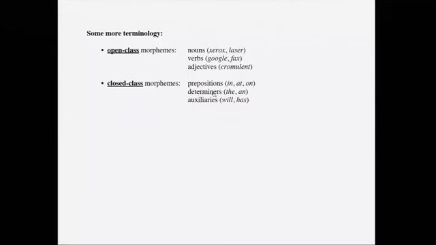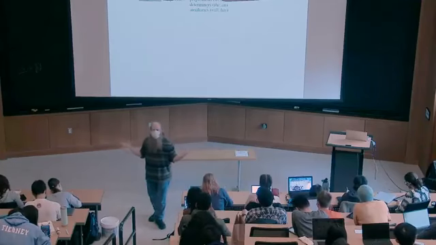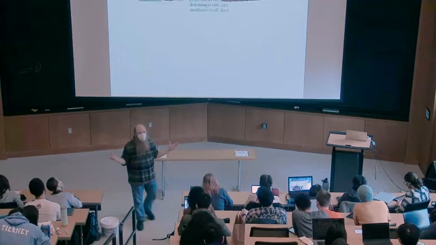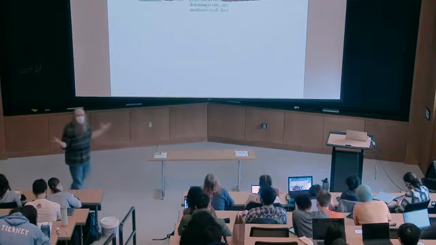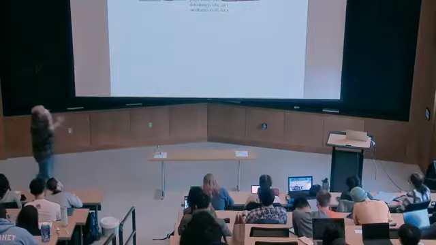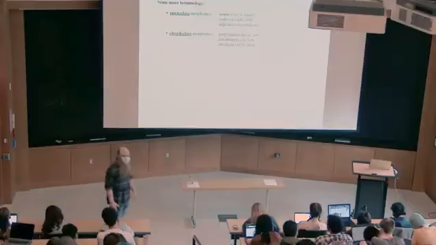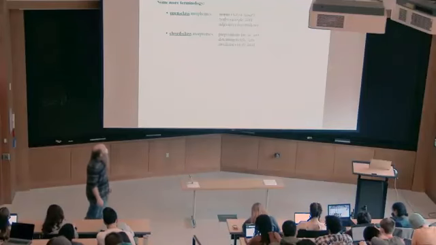So there are nouns like Xerox and laser that are new nouns. They came into the language comparatively recently. When you discover a new thing, you come up with a name for it, and that's a new noun. You add it to the open class of nouns. Or verbs, there are verbs like Google and fax, or adjectives like cromulent, that have been added to the language comparatively recently.